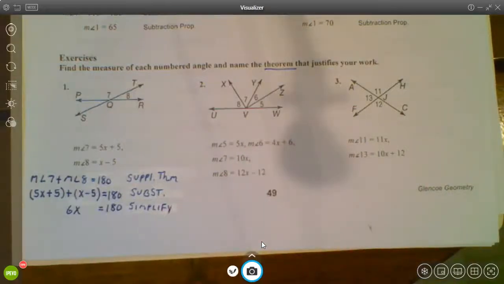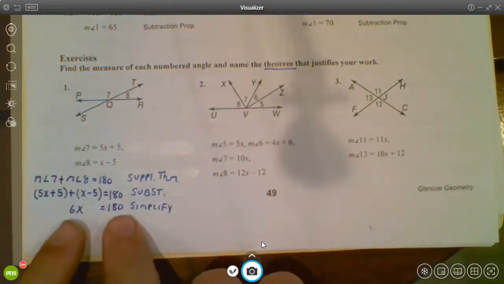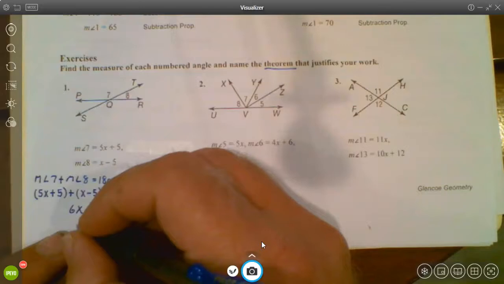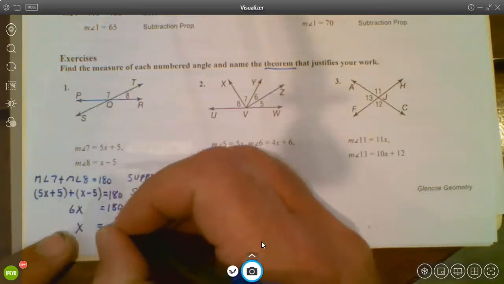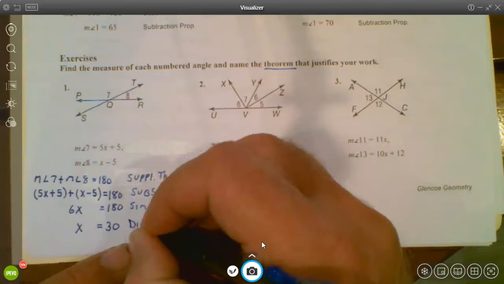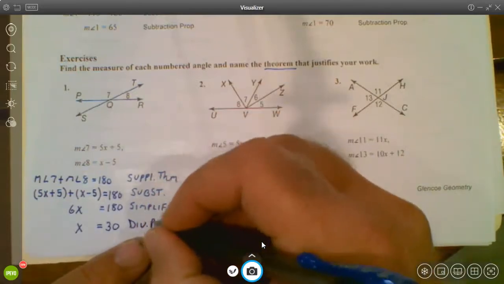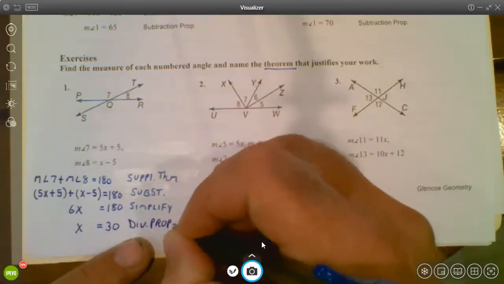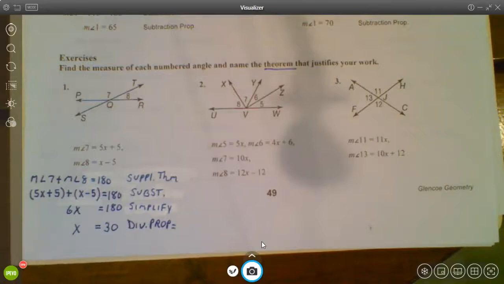And then what would you do from there? We would divide both sides of the equation by 6. So we are going to say that is our division property of equality. So that's what it should look like.